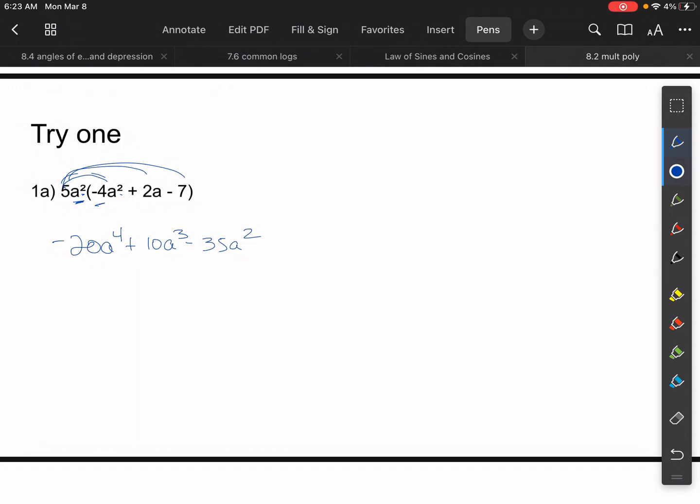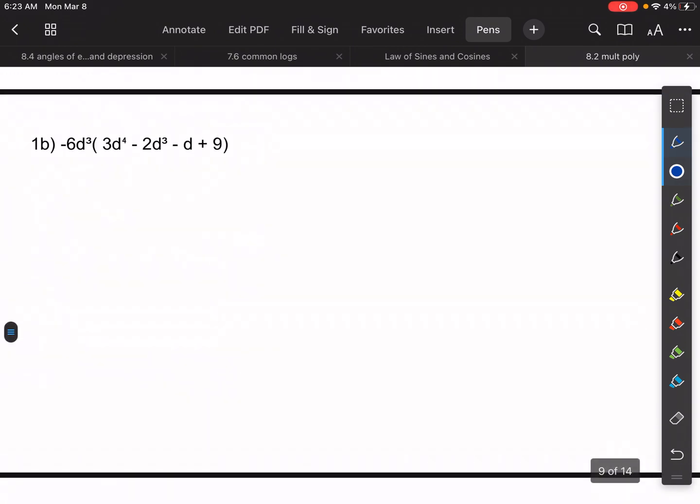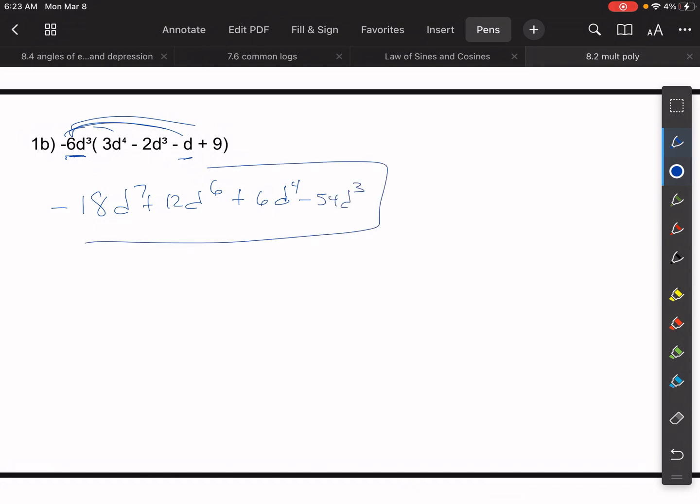Okay, let's go to another one. I have this guy. So negative 6d to the 3rd, multiplying that by every piece, I get negative 18d to the 7th plus 12d to the 6th plus 6d. Notice it's plus because I'm doing a negative times a negative, right? That's why these are positive. So where was I here? 6d to the 4th minus 54d to the 3rd. Okay, just distributing is all we're doing.